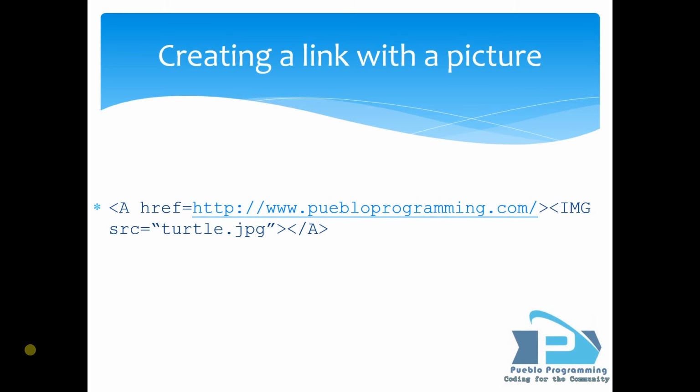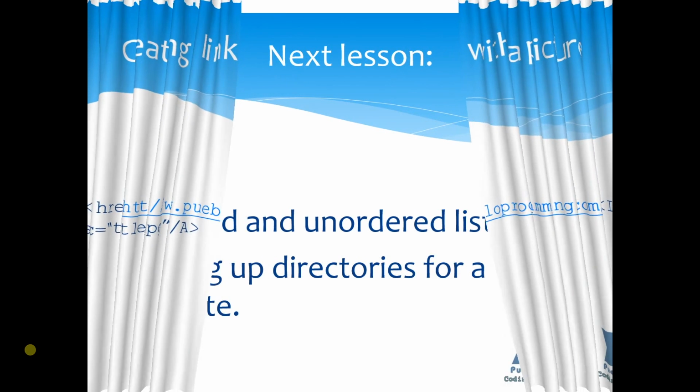Here we have an example of creating a link with a picture. You set the anchor point and the reference to the website, and then you would have the image file as turtle, and then you end it. Keep note once again that there is no closing tag for an image tag or an image element. So essentially, when you click on that link right there, it would take you to a pop-up image of whatever my turtle image would look like. We'll play with more of that.